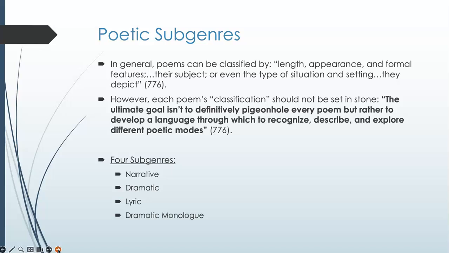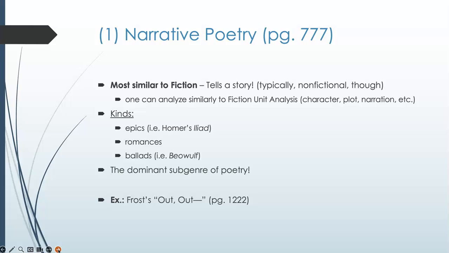So like I said before, every poem is different, right? But traditionally, they usually fit into one of our four subgenres. So we've got narrative, dramatic, lyric, and dramatic monologue. So just taking us through them one by one. And again, the ebook offers a little bit more explanation along with other examples.